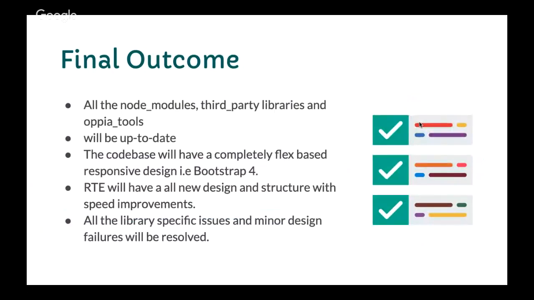Hence, the end result of this project will be having all our node modules, third-party libraries, and Oppia tools up to date. We'll be moving towards the cutting-edge technology of Bootstrap 4, which is based on Flex design. We'll have a new structure of RTE, and hence we'll make the code base completely ready for any new feature request. Thank you.